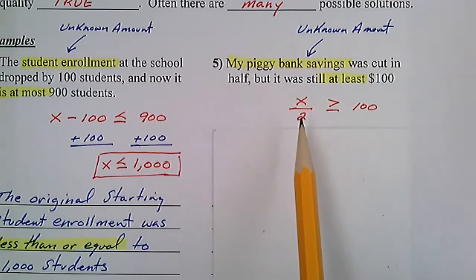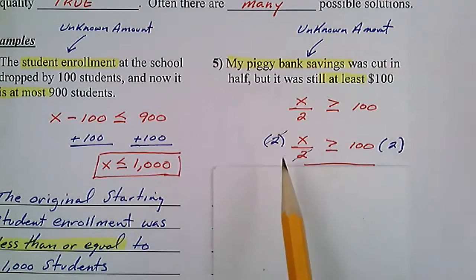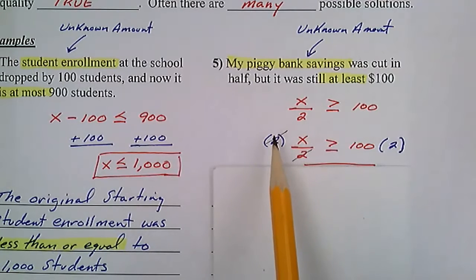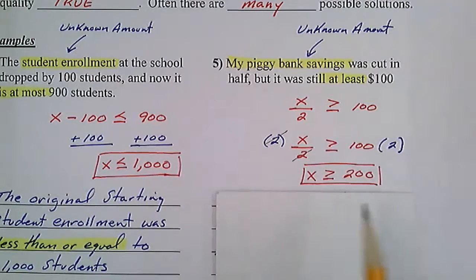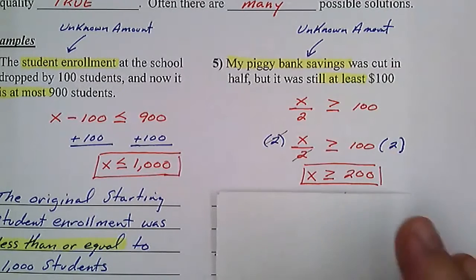So we need to eliminate him. The way we do that, we should know how to do that. We're going to multiply both sides by that downstairs number. So I multiply by 2 upstairs. These get canceled out. Over here, 100 times 2. And so now our solution is any value that's greater than or equal to 200.